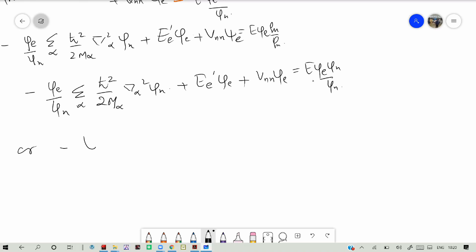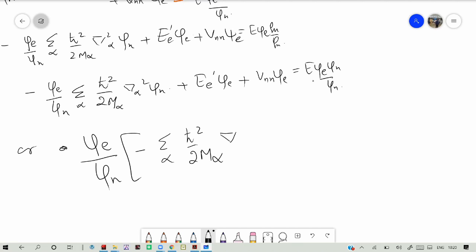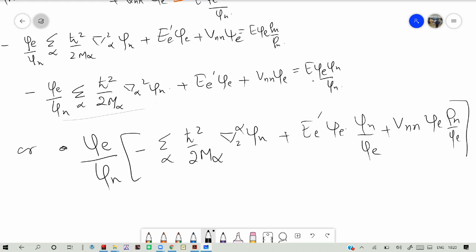If I take this psi E, by psi n common, what I am left with? Minus alpha h cut square by 2m alpha del square psi n. This term is okay. Plus I can write E dash psi E. I have taken psi n by psi E common, so I will write psi n by psi E, psi E plus VNN psi E. So psi n by psi E. Is it okay?